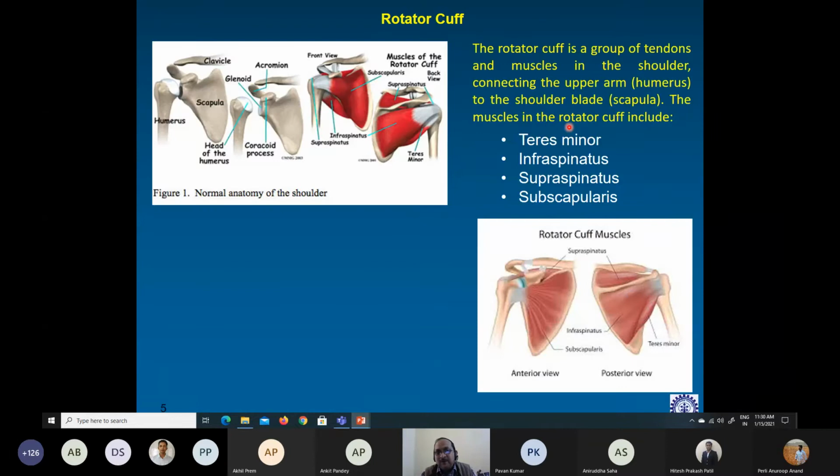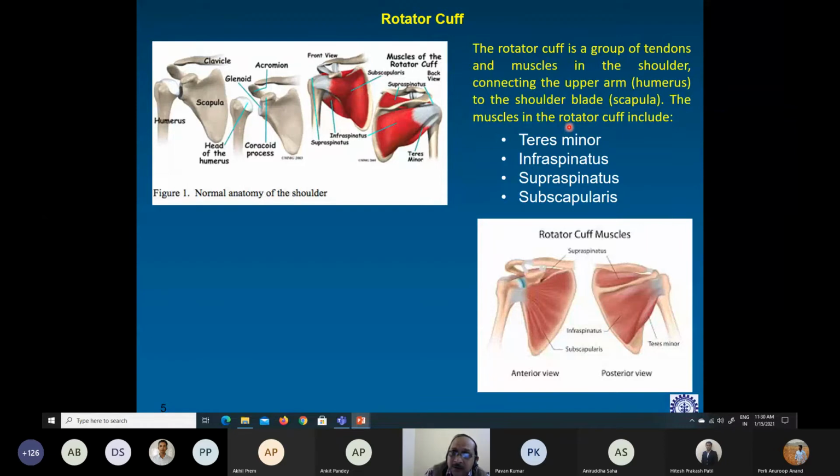Now, perhaps you have heard of the term rotator cuff muscles. The rotator cuff muscles are a group of tendons and muscles together in the shoulder, connecting the upper arm, the humerus, and the shoulder blade, scapula. I have a real model of the shoulder. I can show you maybe after the presentation. But at this moment, you have to conceive from the presentation itself.